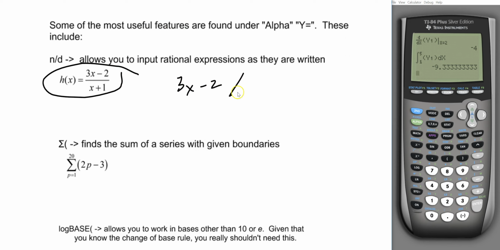3x minus 2 divided by x plus 1. And that is wrong because the calculator sees this together. So the calculator would do 3x then minus 2 divided by x. So the calculator puts these two together. So if you want to fix it, you put parentheses.